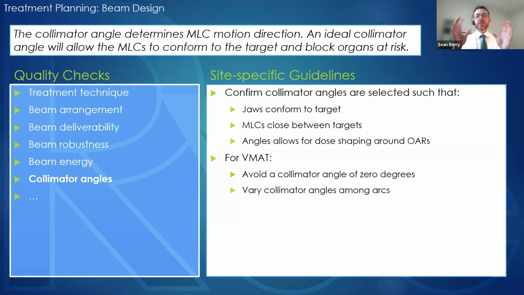So once you've looked at the general beam arrangement, you can focus on each of the individual beam parameters. You can look at the collimator angles, the jaw positions, and the MLC position. For VMAT specifically, there is a general recommendation to avoid collimator angles of 0 degrees, because as the gantry is rotating around the patient, if the leaves are also in the same direction, the effect of the interleaf leakage and the tongue and groove is going to add up on the patient and give you some dose banding in the dose distribution.